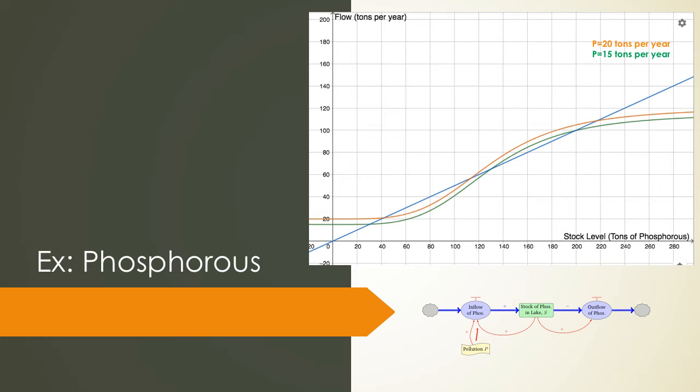We can see what this means from a graphical perspective. On the graph, the outflow is represented by the blue line. Recall that the outflow is a constant 50% per year of the phosphorus present in the lake. We represented this by a strength of 0.5.